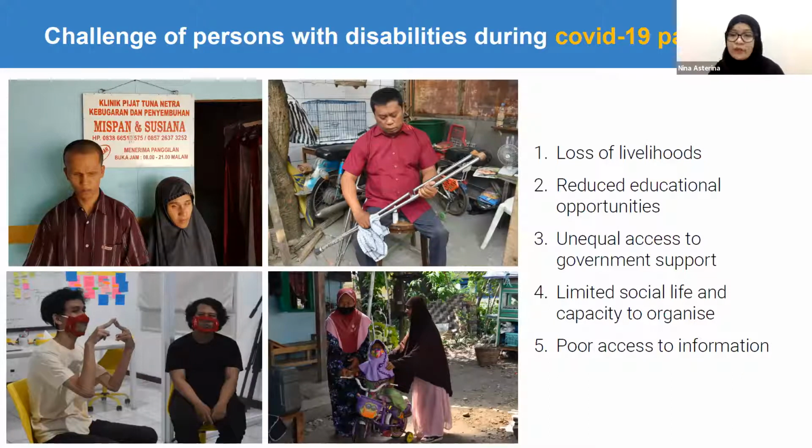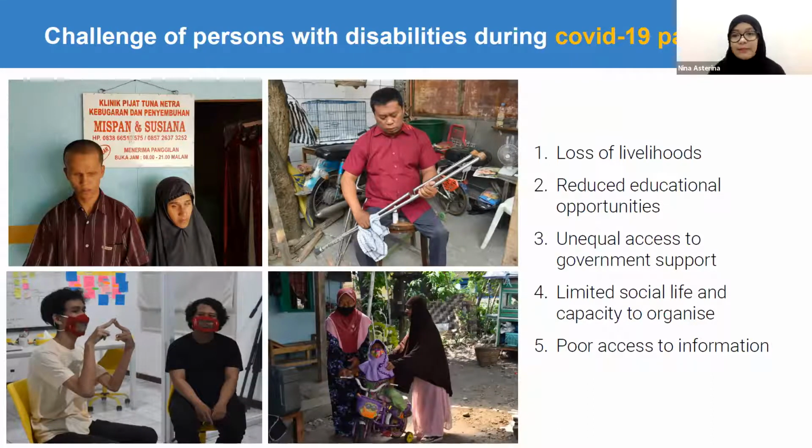And then before the COVID, even 45% of persons with disabilities in the city of Banjarmasin, Indonesia, did not have mobility in the city for a long time. And then the fifth is poor access to information. At the earlier stage of the pandemic, it created a chaotic situation because there was no clear information on how to clean or sanitize their assistive tools, or how to make their life follow the health protocol.